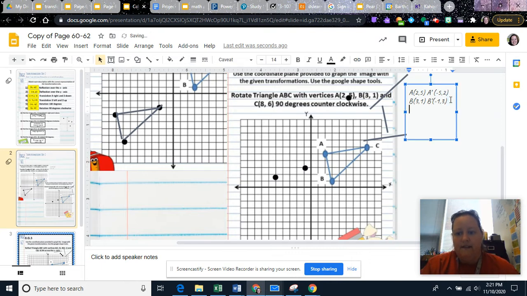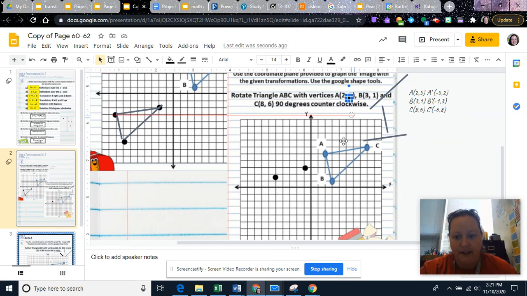And then I'll do the same thing again with C. And so with C, if it's at 8, 6, then I know for C prime, I'm first going to flip them. So it'd be 6, 8. And then I know that if it's going to be over here, my new X needs to be negative, and my new Y will be positive. So I need to come over here. I'm going to go -6, 1, 2, 3, 4, 5, 6, and then up 8, 1, 2, 3, 4, 5, 6, 7, 8. And you're going to see how this is going to take the triangle and turn it 90 degrees.